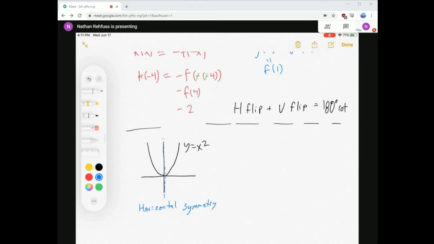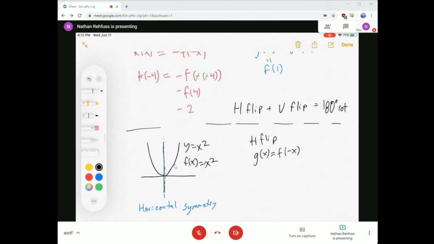And a way we can test for it, if you look at the graph, of course, you can see that it's the same thing reflected both ways. But if you just have the algebra and you want to know if there's horizontal symmetry, a way we could see it is, let's call this f of x. If I do a horizontal flip, then I'd make my new function, let's call it g of x. I'd make it like this, f of -x. That's going to flip the inputs, flip it over this y-axis. So that's a horizontal reflection.